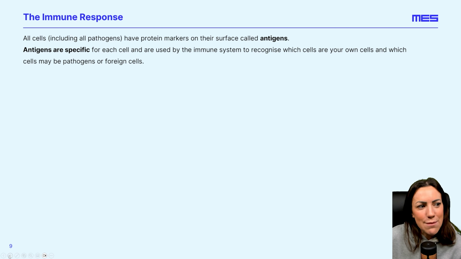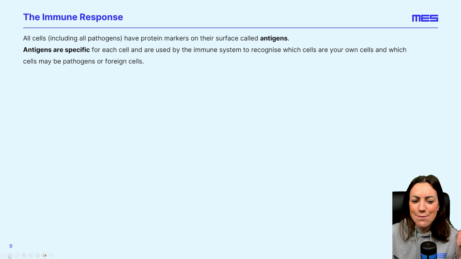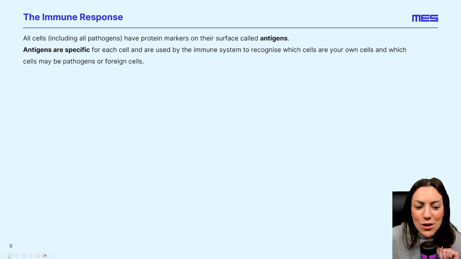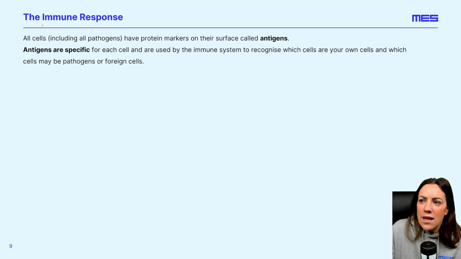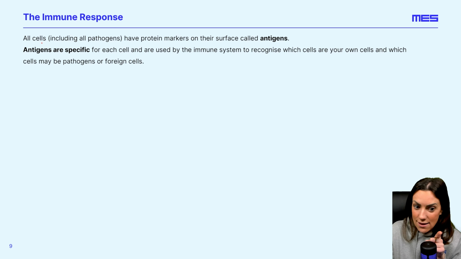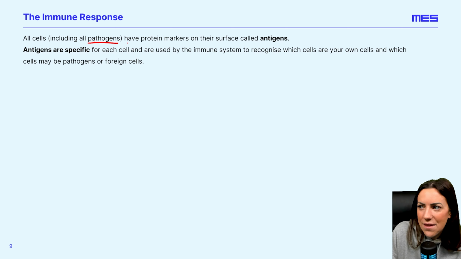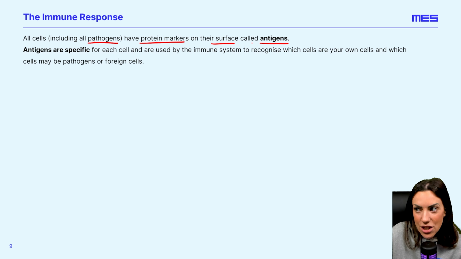Now let's talk about the immune response. So what happens if all those defense mechanisms that we've just talked about fail and pathogens do get into your bloodstream? You're infected, right, with a bacterium or with a virus or with a protist. Now, the way this works, all cells, so your cells, as well as all pathogens, have protein markers on their surface. These are called antigens.